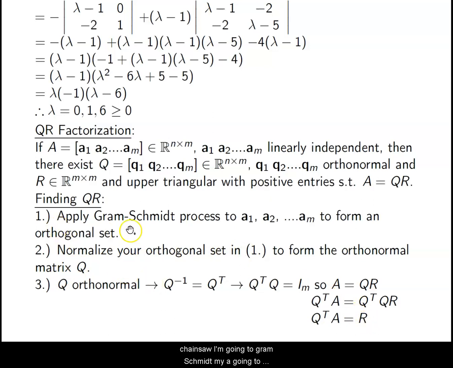So I'm going to Gram-Schmidt my A. I'm going to normalize that result to get Q. I take the transpose of that and multiply it times A to get my R. Not too bad. So R is Q transpose A. So let's go ahead and go through that process.